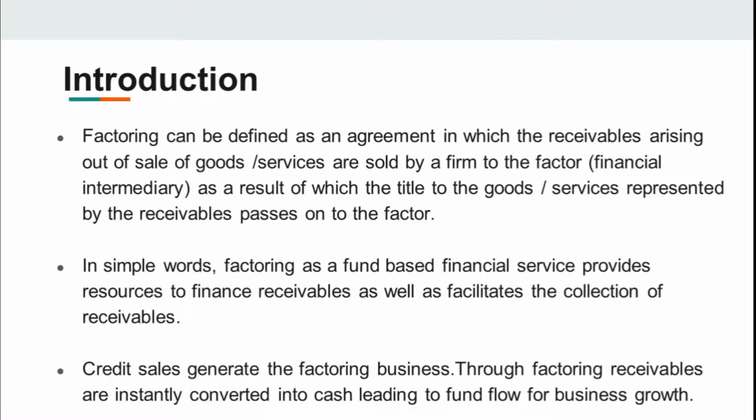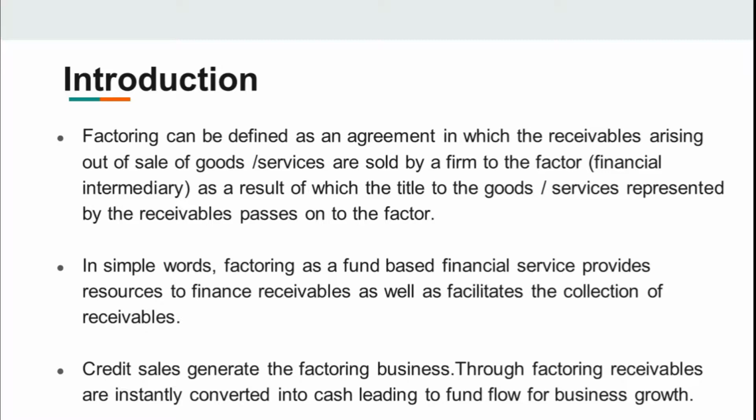Now let's understand it in simple words: factoring, as a fund-based financial service, provides resources to finance receivables as well as facilitates the collection of receivables. So any firm providing factoring services is assuring the seller that the firm would be paying instantly in cash, and all the receivables' payments would be recovered by the factor at the future specified period of time from the buyer.